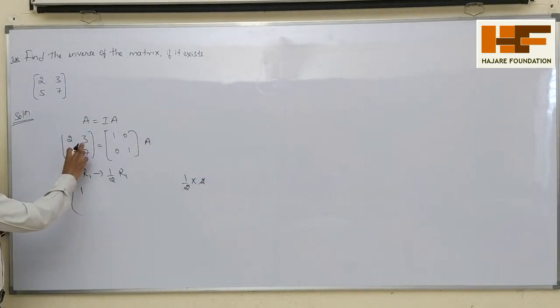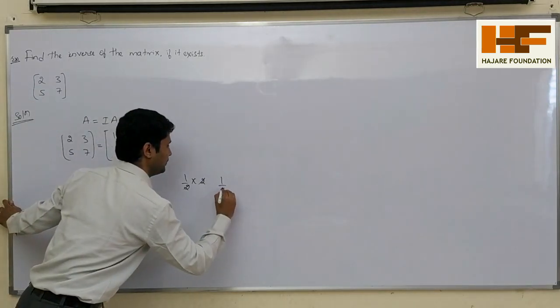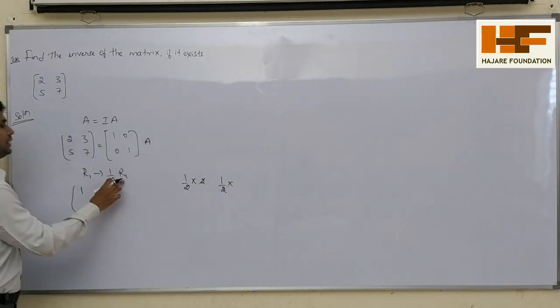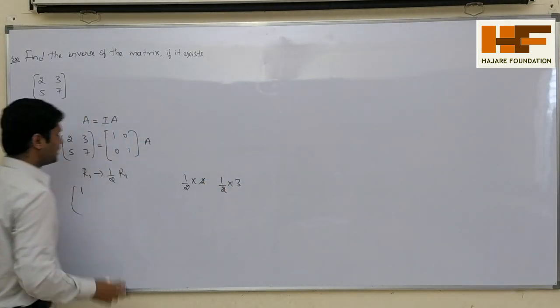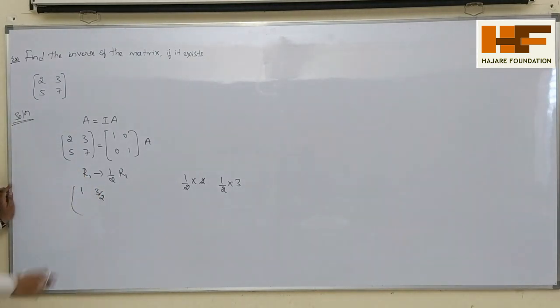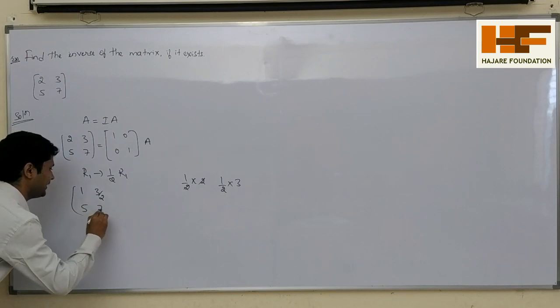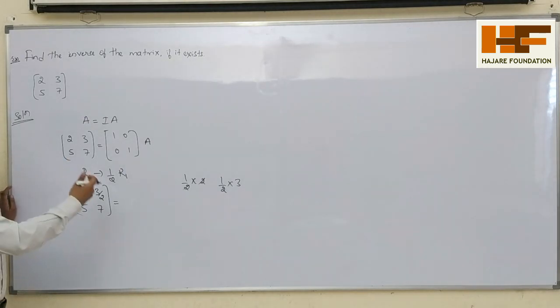Next, write 1 by 2 into the corresponding R1 element, 3. Simplify the term and write 3 by 2. Write the second row as it is, 5, 7. Whatever operation we have done on the LHS side, the same operation we have to do on the RHS side.